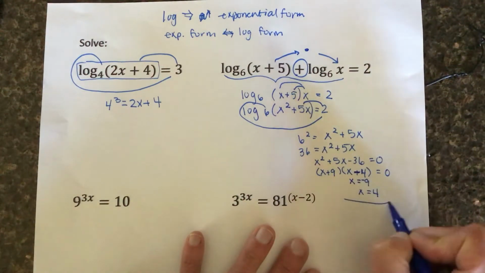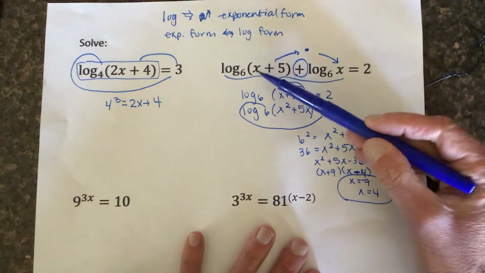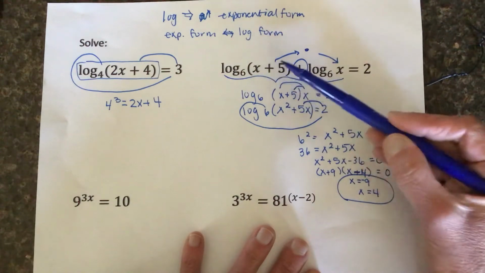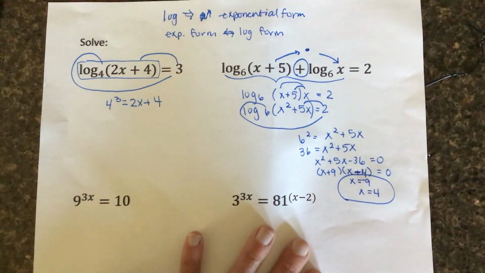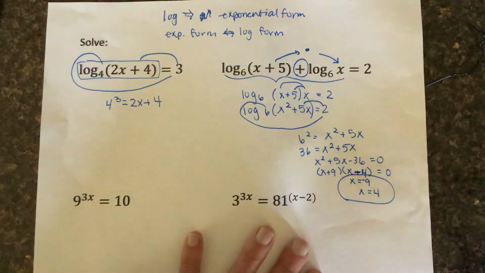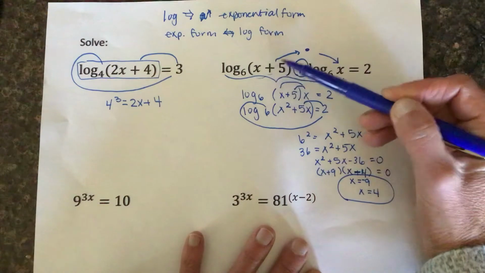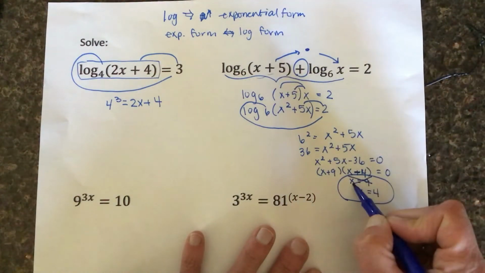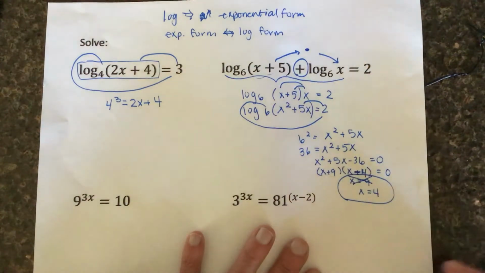While these look like my 2 answers, remember I have to check, because if I get a negative value after the log, I get an error message since I can't take the log of a negative number. Remember what the graph looks like, it's never negative. So when I plug in negative 9 here, I get negative 4. Immediately I have to throw this one out. The 4 is okay, and the 4 is okay there. So this is my only solution.